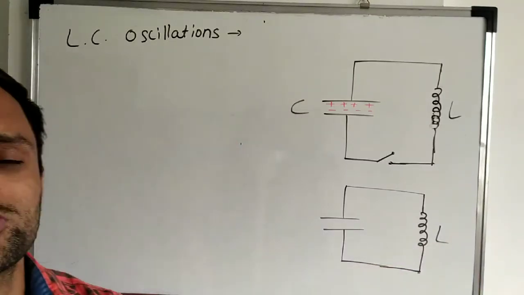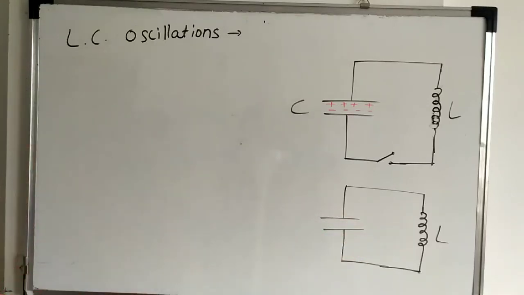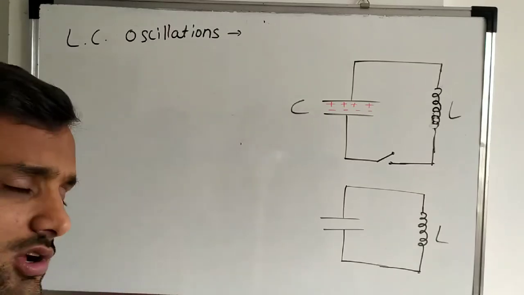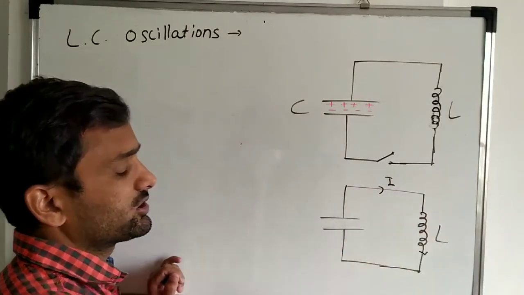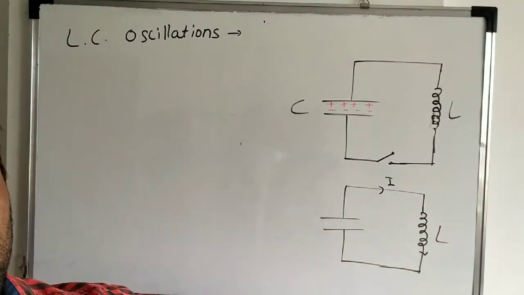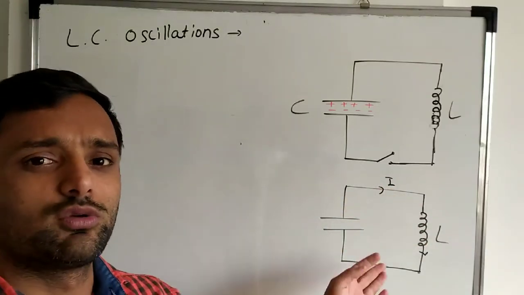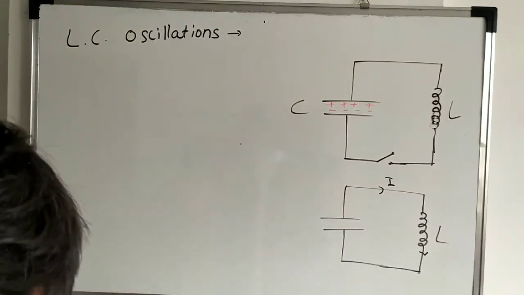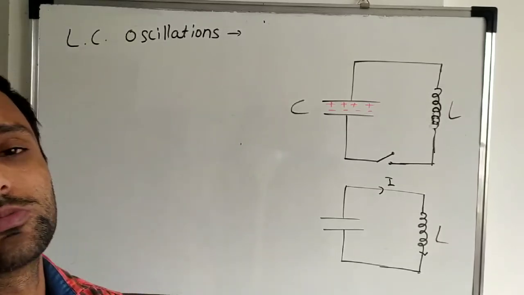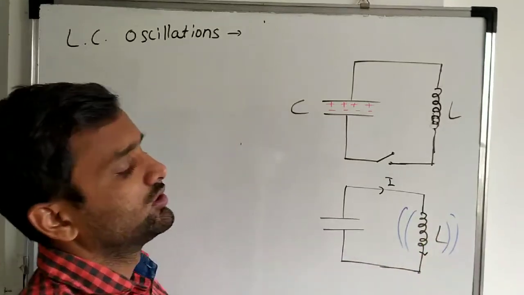If you switch on the switch, all these charges having the electrostatic energy, that energy will start converting into electric current, and that current will flow towards the inductor coil. As soon as the current starts flowing through the inductor, it converts into a magnetic field across the inductor coil. So current passing through the inductor produces the magnetic field across the inductor coil.